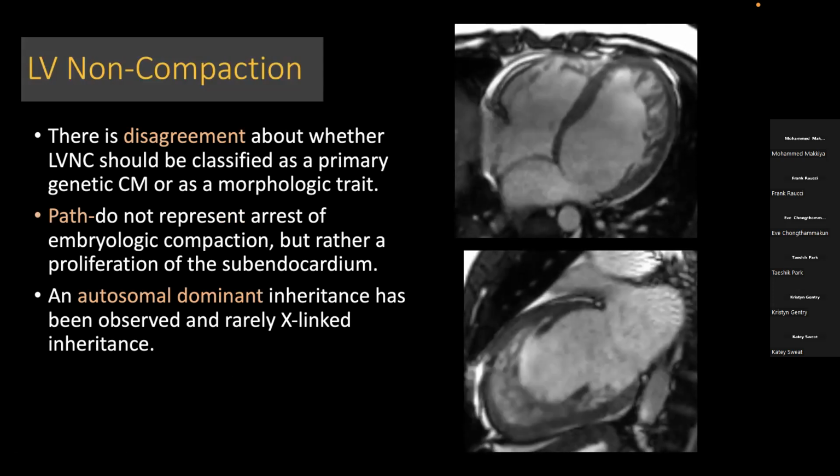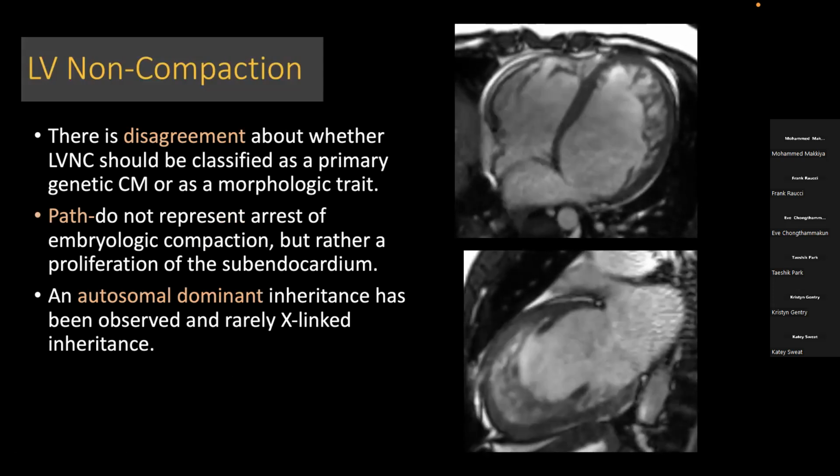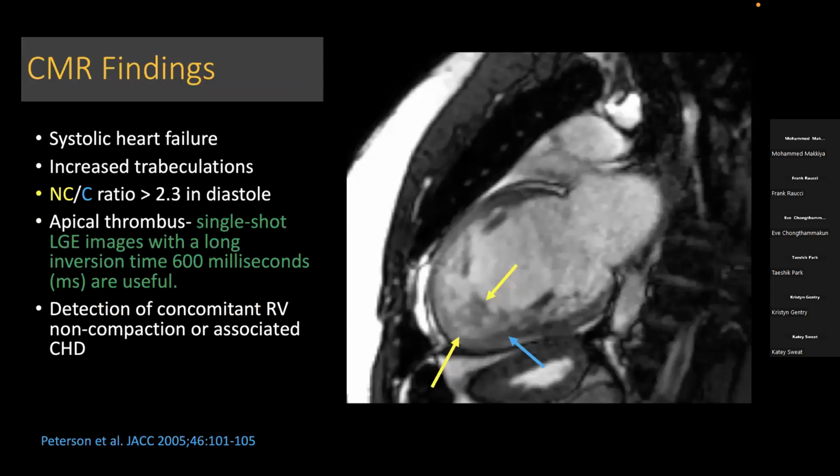Usually when it is genetic, it's autosomal dominant inheritance, rarely X-linked inheritance. And the CMR features for the diagnosis: increased hypertrabeculation, systolic heart failure, and a non-compacted to compacted ratio of more than 2.3 at end diastole. In those patients, the value of cardiac MRI is to detect clots or thrombi, and in association with congenital heart disease or other diseases with LV dilation.